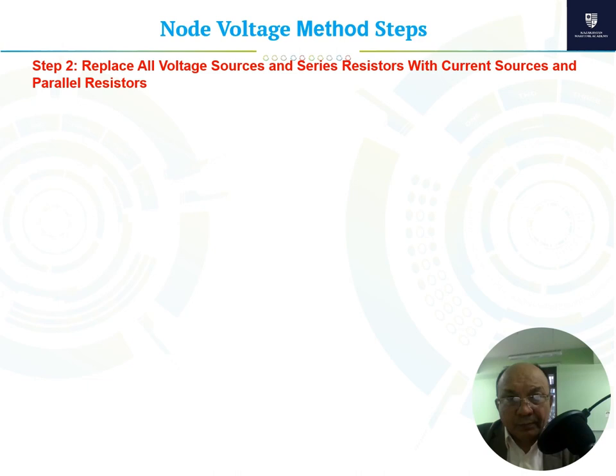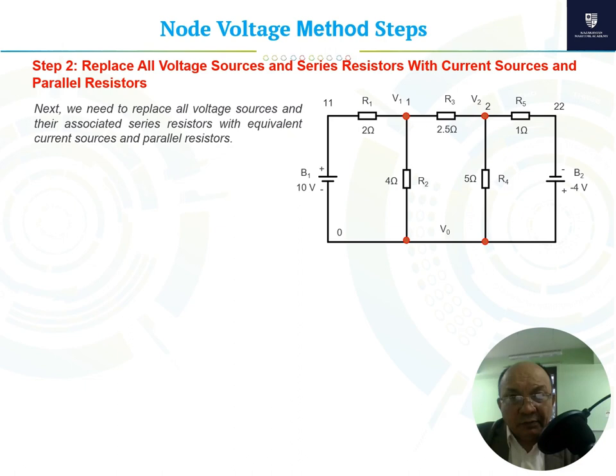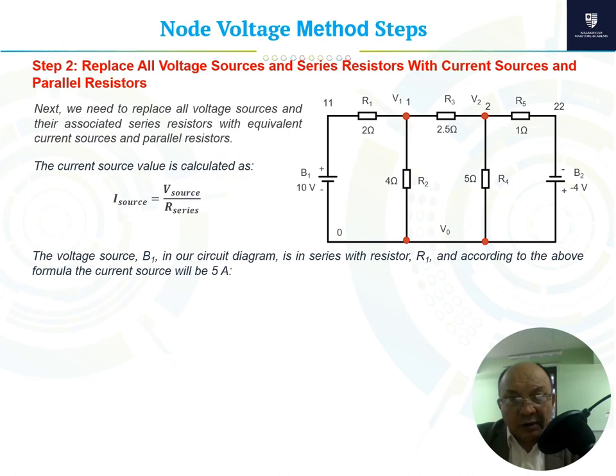So step 2, we have to replace all voltage sources and series resistors with current sources and parallel resistors. We need to replace all voltage sources and their associated series resistors with equivalent current sources and parallel resistors. So here we have our diagram, and we have to replace it with the current source. The current source value is calculated this way. So current is the voltage source over the R in series. For this part, we have R1 in series with the voltage source, and it will be 5 ampere.